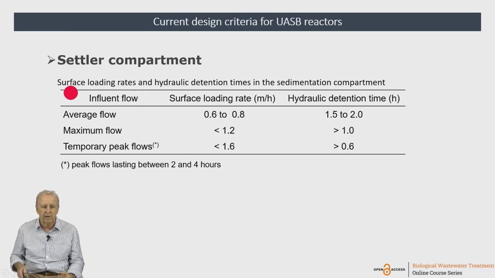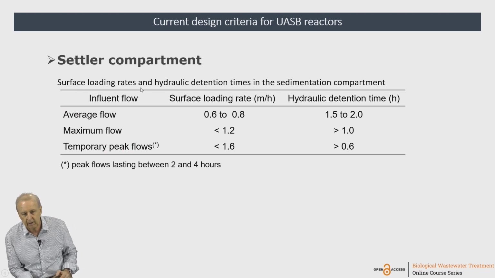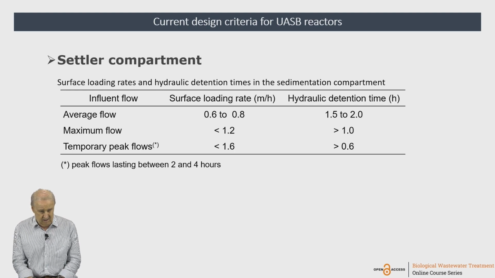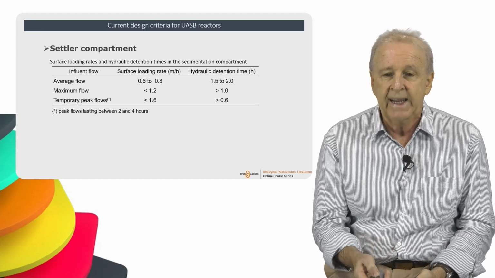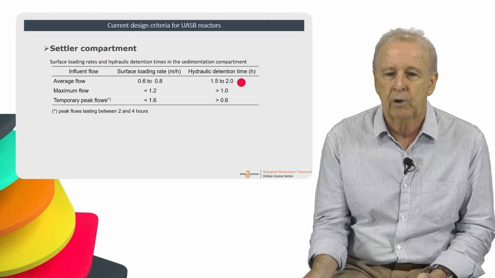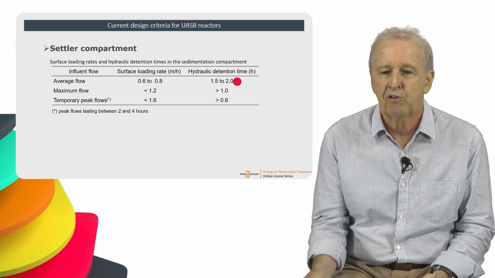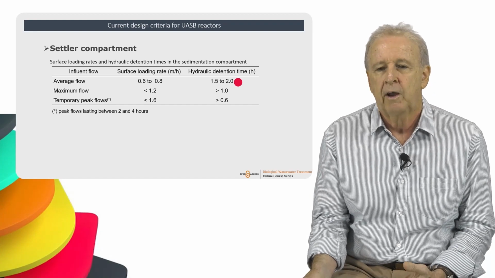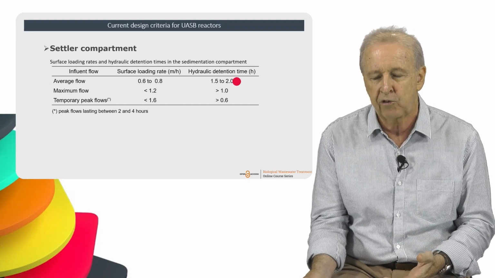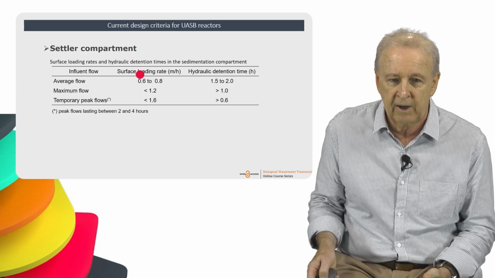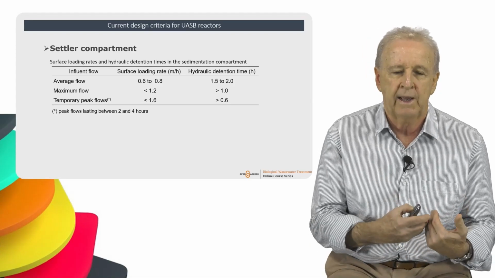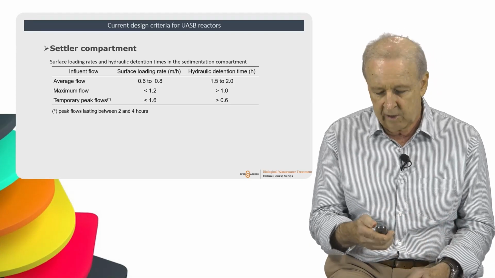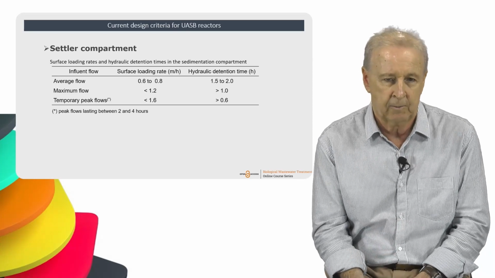For the maximum flow and for the peak flows, it is the same principle. It should be analyzed in the same way. Is there any problem if you have a hydraulic retention time above 2 hours? Usually not. If you have higher hydraulic retention times or lower surface loading rates, it's even better because we can retain even more solids inside the settler compartment.